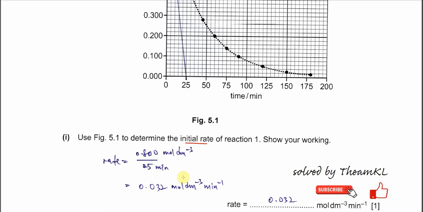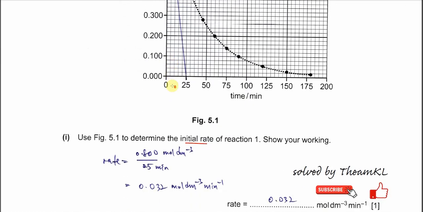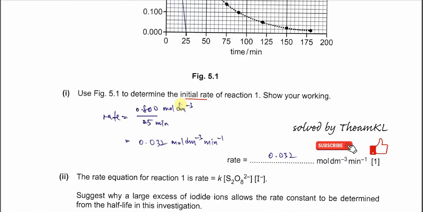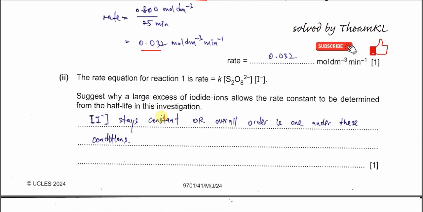So the rate is you just use this 0.8, the initial concentration here, over 25. After drawing the tangent, you should get the time at the x-axis. For mine, I get 25. So 0.8 over 25 minutes, so it's 0.032 mol per dm cube per minute. Okay, this one is quite easy.